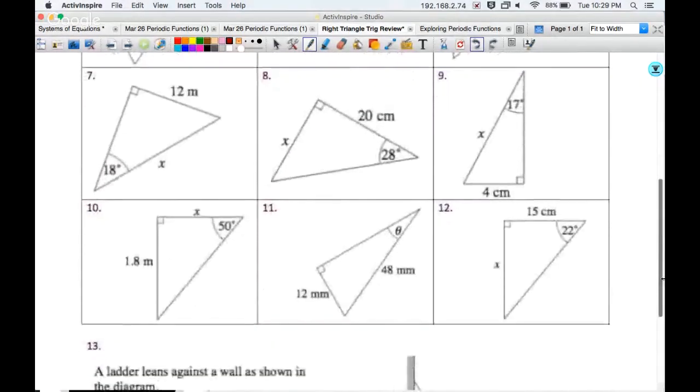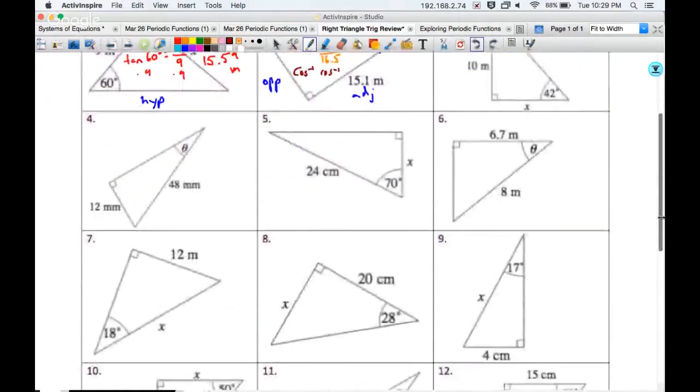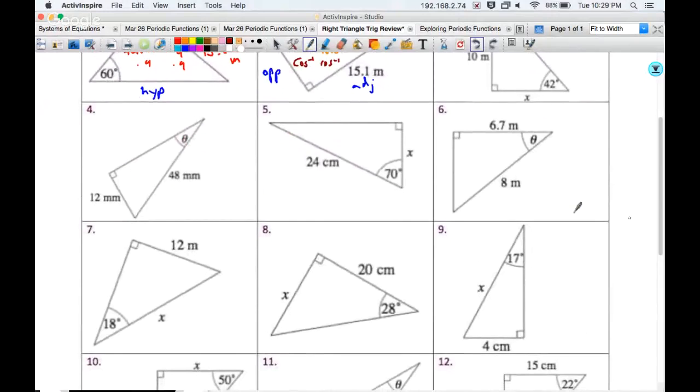We'll just pick maybe one more. Let's see, I used one that used tangent, so I won't do that one.